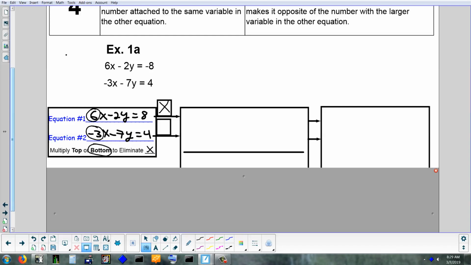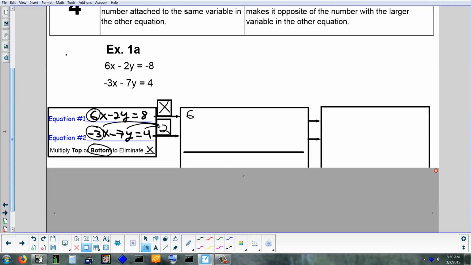Does anybody see what number you could multiply the bottom equation by? 2. Yes. Perfect. Because you already have the negative there. It's already a -3, so you don't need to multiply by a negative because it's already part of it. So top equation, we're not doing anything to it. We're just going to copy it over.